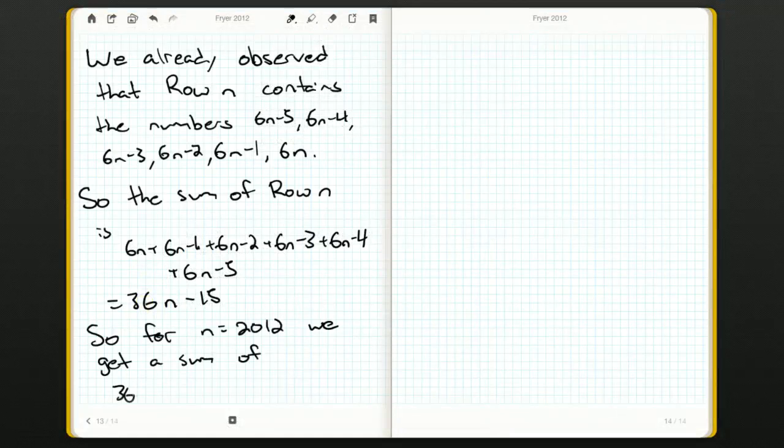So we get a sum of 36 times 2012 minus 15. What is that? 36 times 2012, and then we subtract off 15. That's 72,417. I'll put that in a nice little box by itself. All right. So that's B part, and we already developed a little bit of the theory about this. We know what numbers row n contains. We already know the sum of the numbers of row n.